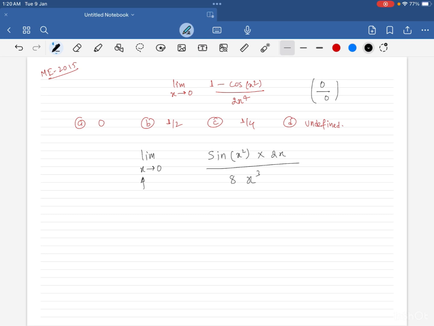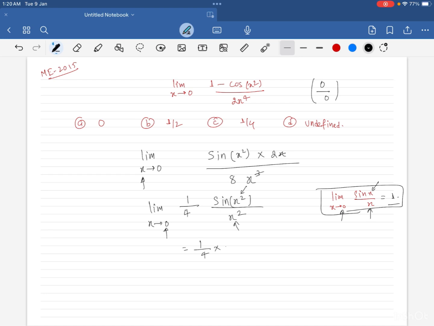Okay, so now let me rearrange it. So that is going to be cancelled. Here we will have 1 by 4 sine x square divided by x square, right? And this limit x tends to 0. We have this, right? Limit x tends to 0 sine x divided by x. So here x tends to 0, then this is going to be 1. So we can apply the same. So limit x tends to 0, that means this will be 1 divided by 4 into 1, that is 1 by 4.